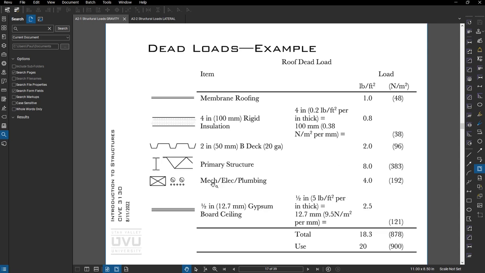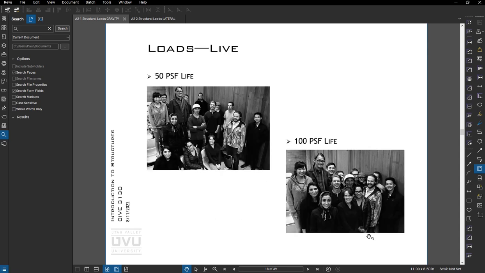MEP, I used 4, and then ceiling, you can see I took 1/2 inch times 5 pounds a square, 2.5 pounds a square foot. All right, so you guys will do that in your load submittal, basically so I can check your loads and make sure you're using things that are in the right ballpark, not too small, not too big. All right, live load.